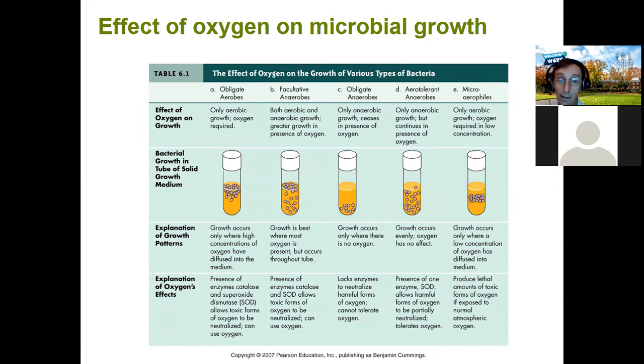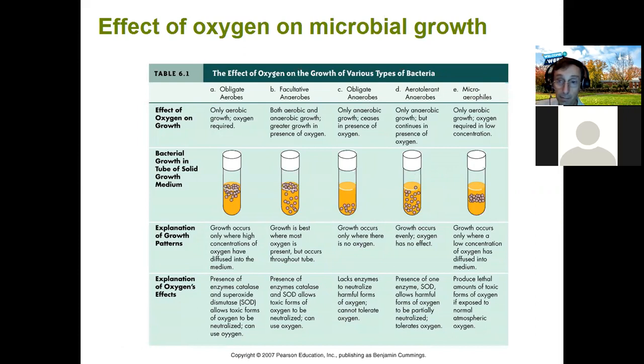So we can inoculate the tubes with bacteria species and then look at where the bacteria grow. If the bacteria only grow at the bottom of the tube, and as you go up in the tube you get less and less growth because there's more and more oxygen, we can say that that organism is an obligate anaerobe. The bacteria only grow where there is no oxygen.